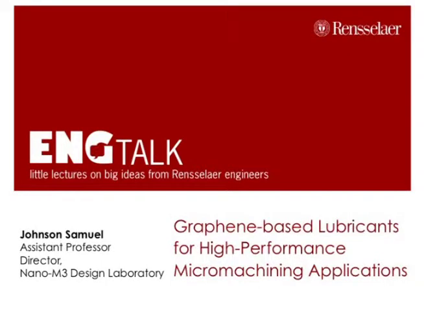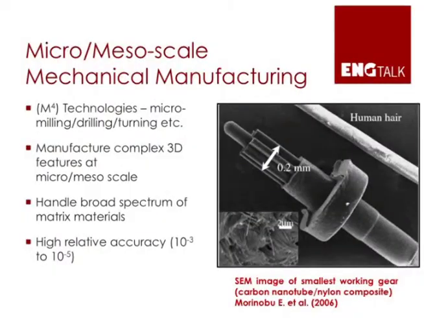Today, I'm going to be primarily talking about an NSF-funded study that is looking at the use of graphene-based lubricants for high-performance micromachining applications. Now, when we use the term micromachining, different people have got different connotations of that word. Let me define what I mean by micromachining for the context of this particular talk. What I'm talking about is essentially micro-mesoscale mechanical manufacturing. We also call these technologies M4 technologies.